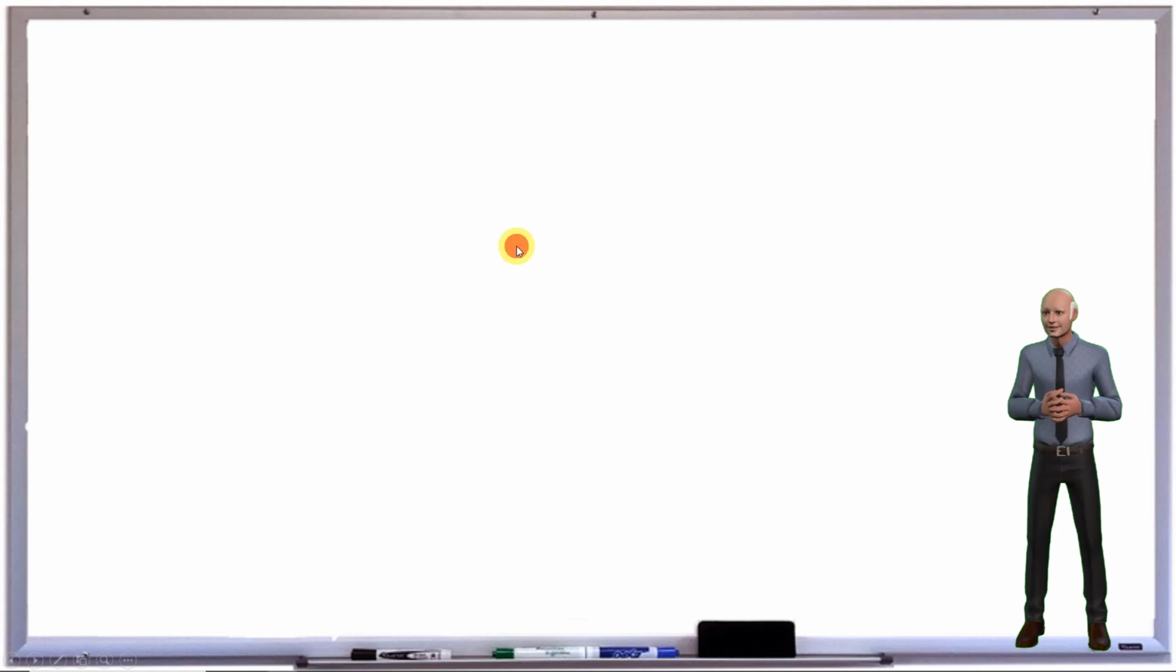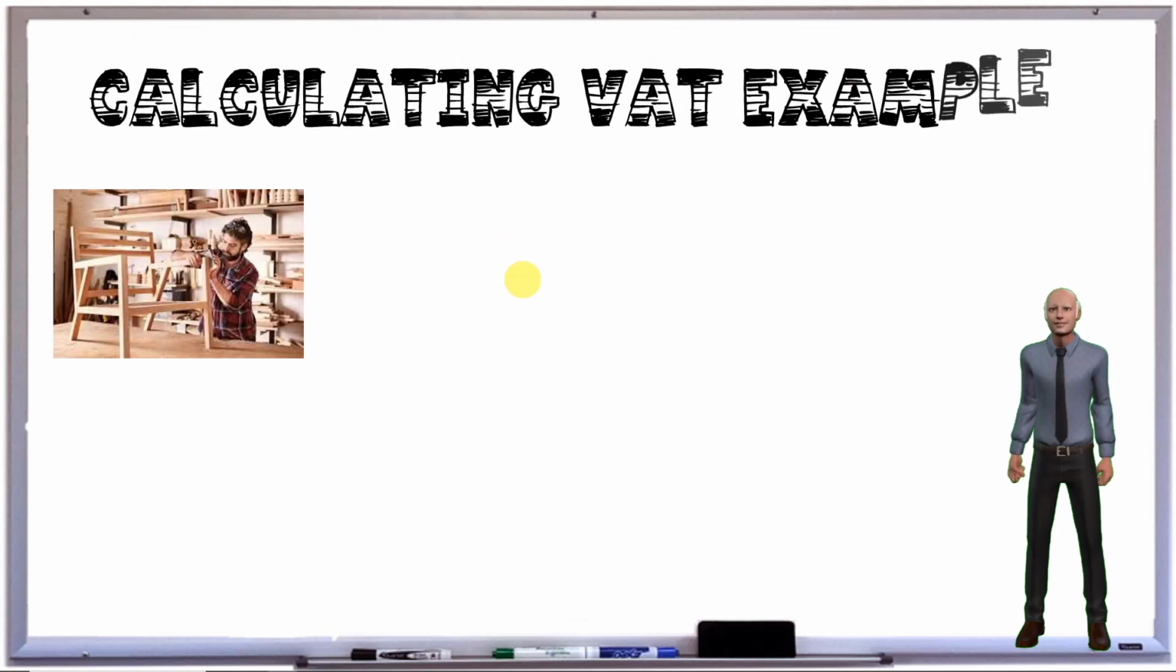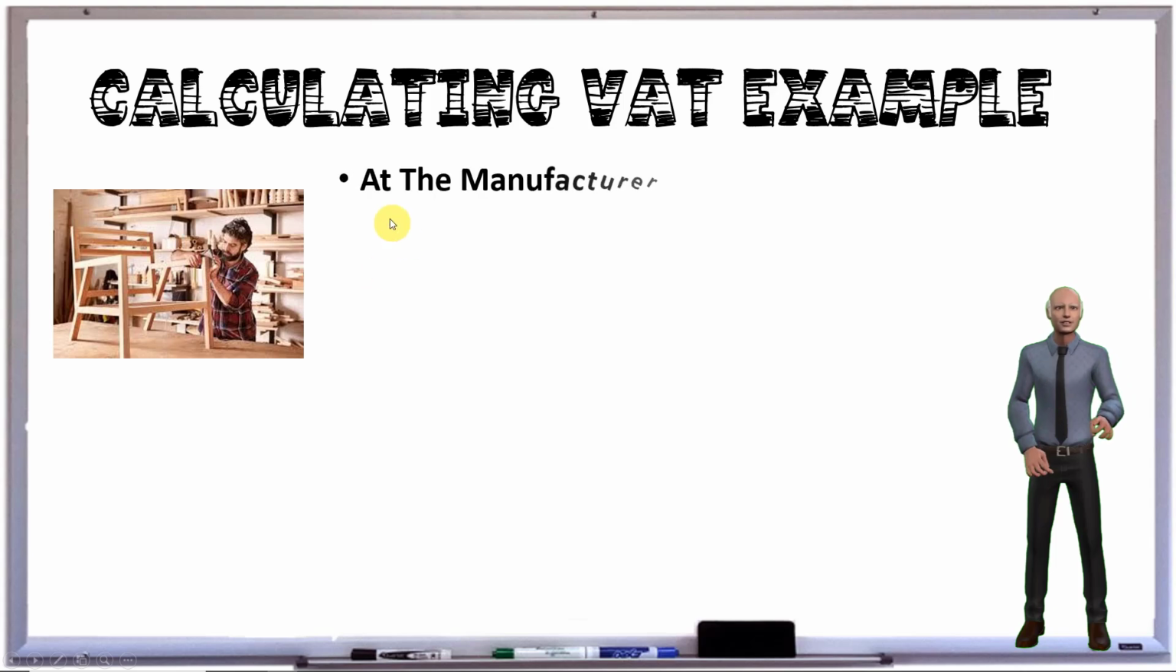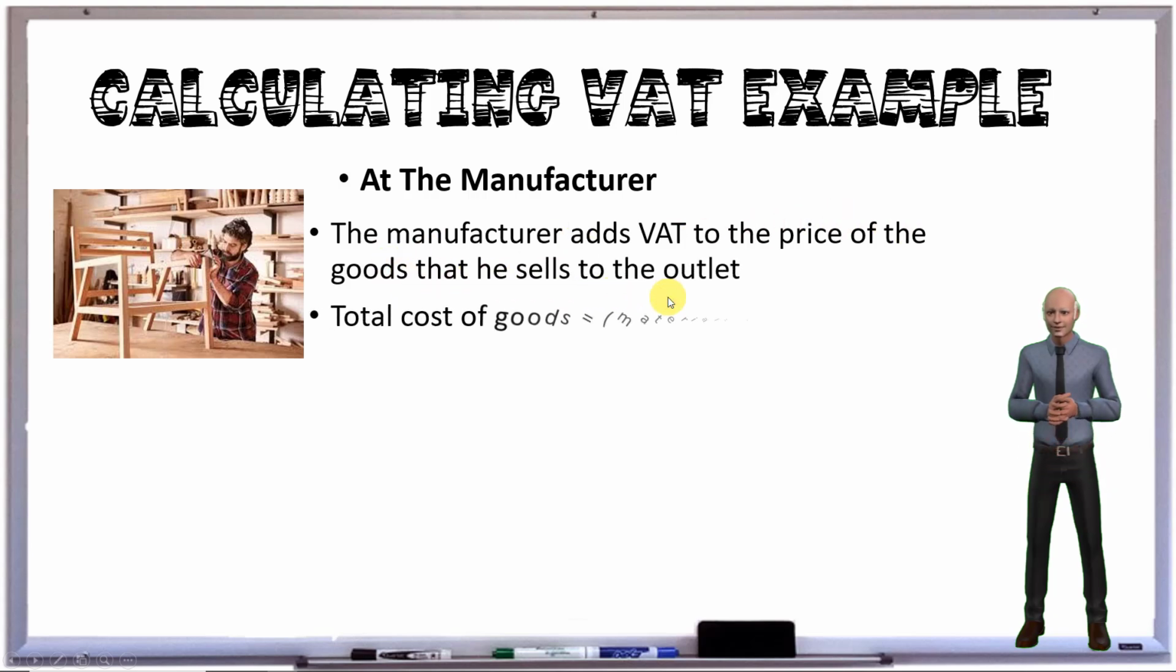Great, now that we've done the first stage of the VAT, let's go and have a look at the second stage of calculating the VAT. We are now at the factory, or the manufacturer, or whatever you want to call the guy. So at the manufacturer, what's going to happen over here? The manufacturer adds VAT to the price of the goods he sells to the outlet or the shop or whatever you want to call it.